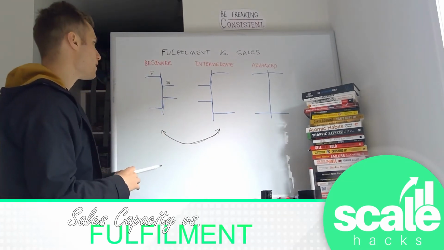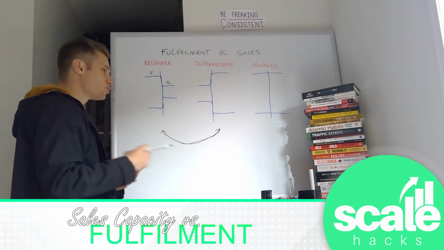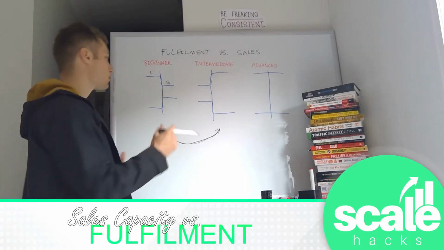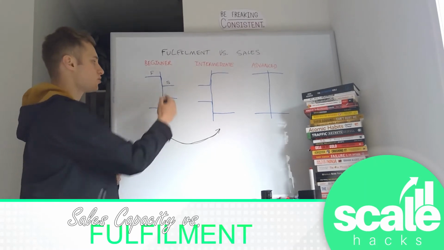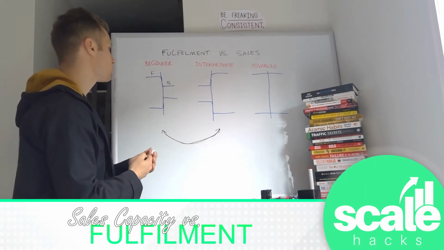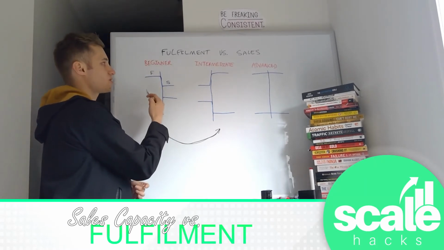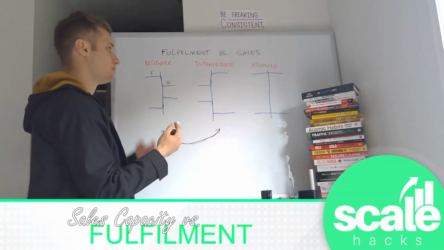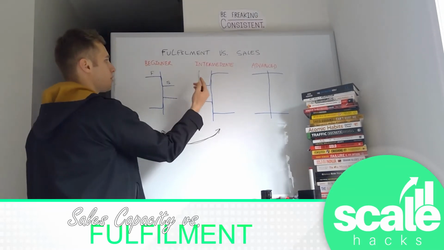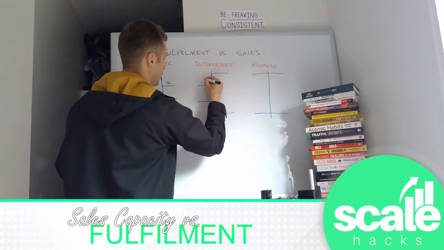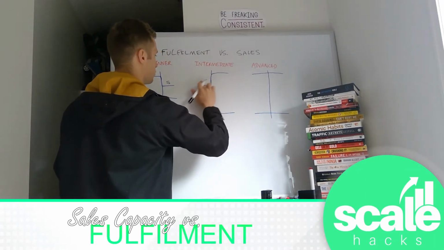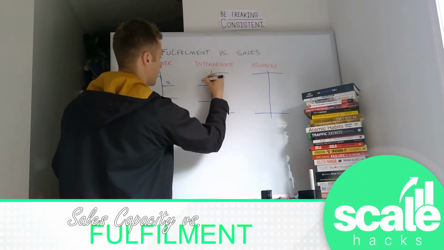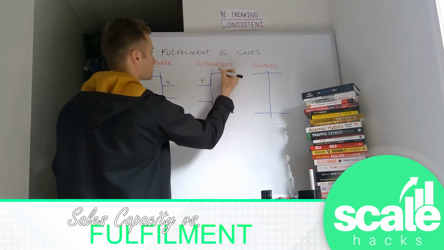So, and when you land your first one or two clients, if you're doing it yourself, you're spending a lot of time on fulfillment and not so much sales, all right? So you've got a lot more potential to scale on the fulfillment side of things, but not really on the sales side of things. And then you kind of switch it up, right? When you move to intermediate, you start to have less fulfillment capacity, but more sales capacity, right?